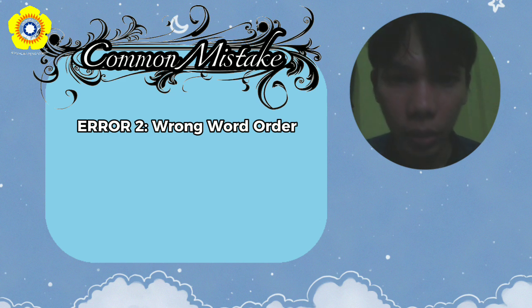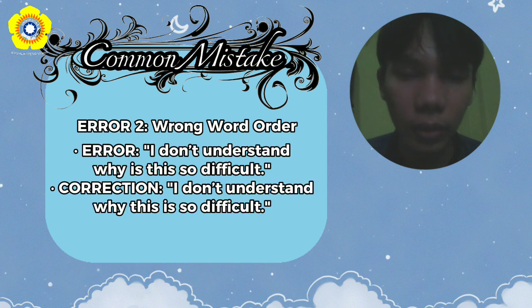The second big error is using question word order inside a noun clause. Remember, a noun clause is a statement, not a question, even if it starts with a question word. For example, I don't understand why is this so difficult. For the correction, I don't understand why this is so difficult. In the error, we use the question order, why is this. In the correction, we use the statement order, why this is. The fix: after the clue word why, what, where, etc., switch back to normal subject plus verb order.